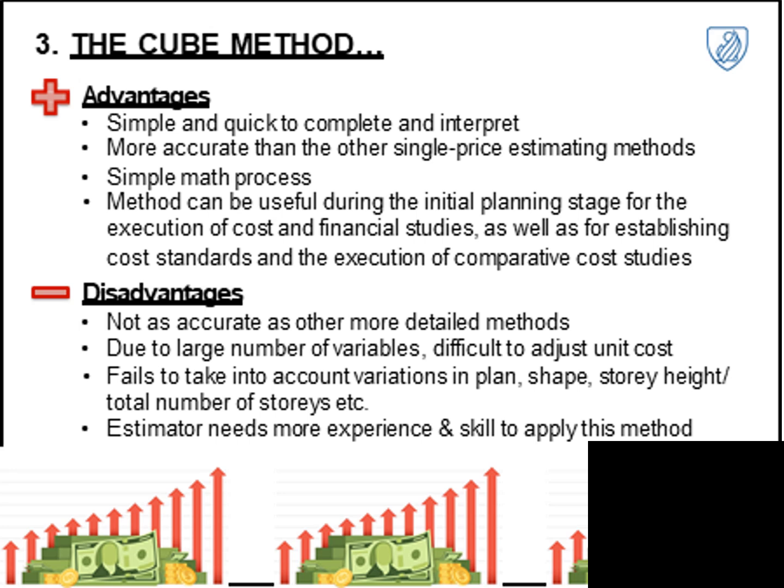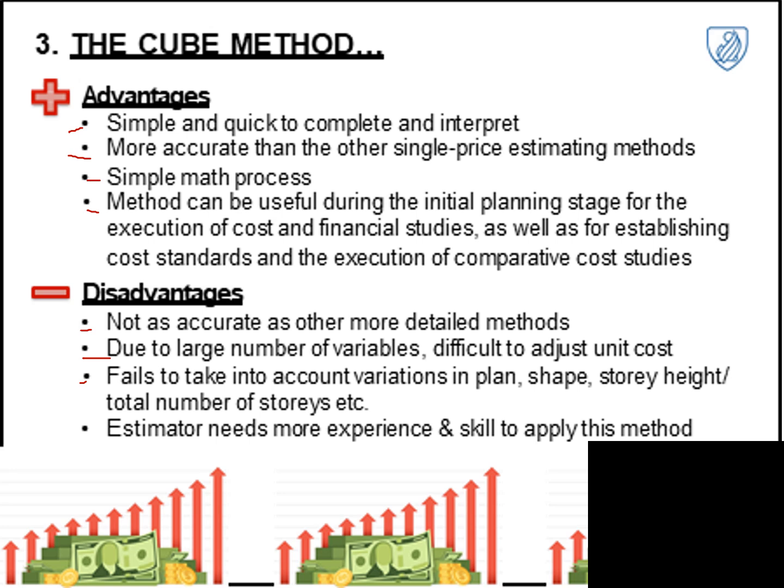So the advantages are that it's still simple and quick to complete and interpret, and more accurate than the previous methods. Simple math is required, and the method can be useful during the initial stages of the project. It is not as accurate as the more detailed methods. Due to the large number of variables, it is difficult to adjust the unit cost, and it fails to take into account variations in plan shape, story heights, number of stories, etc.